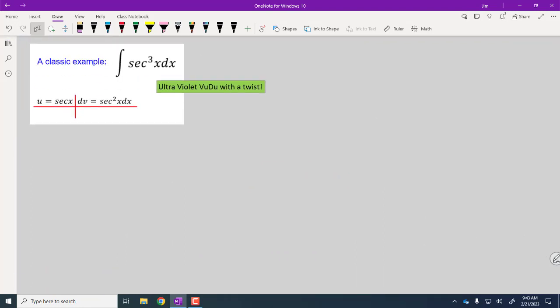All right. This is a classic example that you'll see in every single calculus book. When we see this secant cubed, we immediately think, perhaps, since we had the slide up earlier today, of that reduction identity for secant to the n, and we could use that reduction formula. But secant cubed is actually a special case where we can use integration by parts with a twist. We can use ultraviolet voodoo with a twist to integrate that.